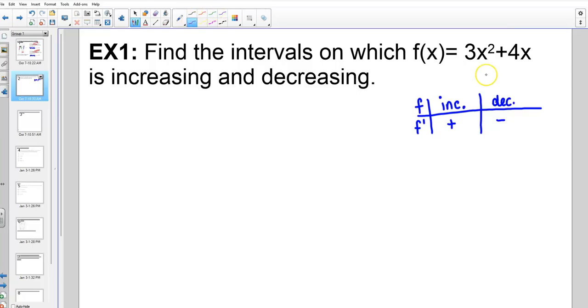And let's think about this right here. If I'm switching from increasing to decreasing, or decreasing to increasing, doesn't matter which direction, what does my derivative have to be? It's going to most often be 0, but it also could be undefined.